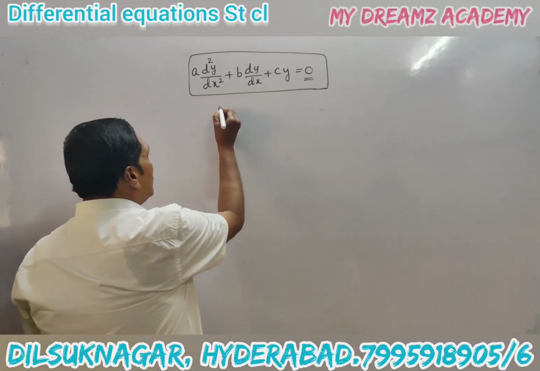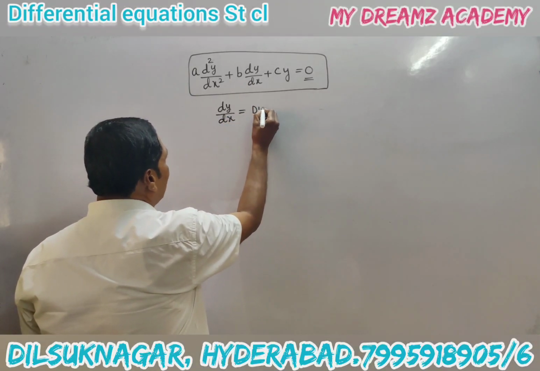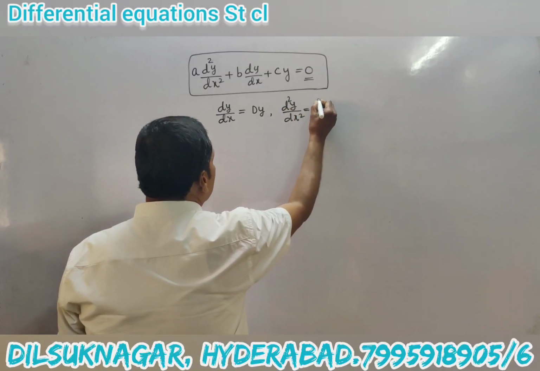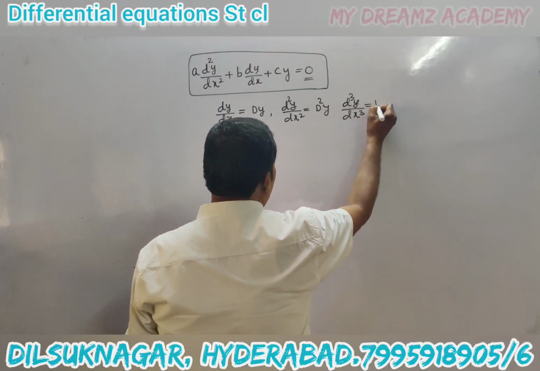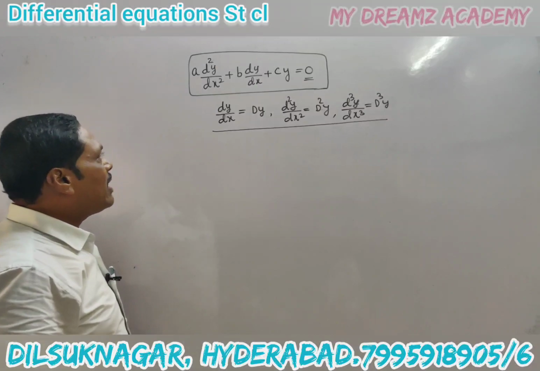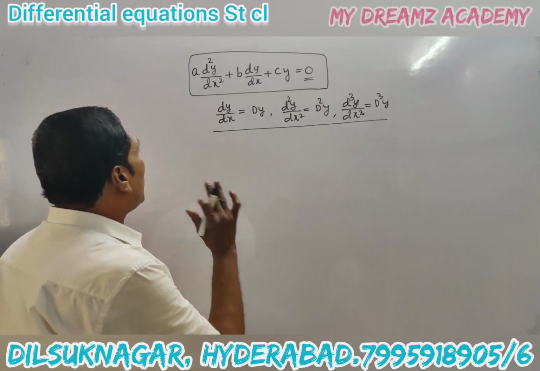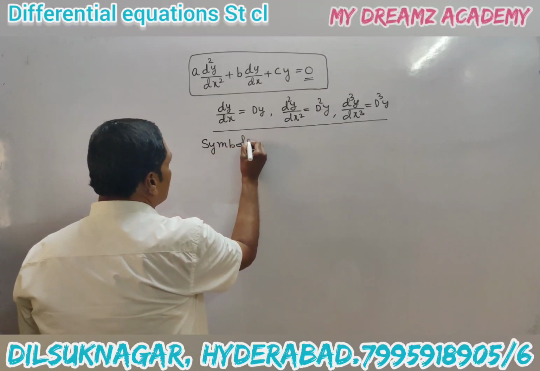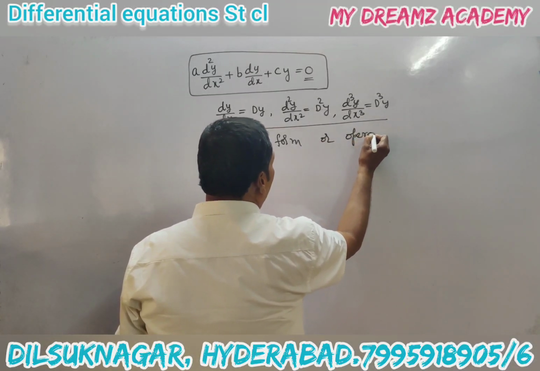For this, dy by dx is denoted in the form of Dy, d square y by dx square is equal to D square y. Suppose d cube y by dx cube is there, you can denote it in the form of D cube y. So replace dy by dx, d square y by dx square, d cube y by dx cube in this form, that is called symbolic form or operator form.